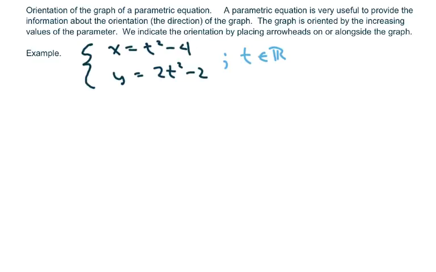Hi everyone, we're going to discuss the orientation of a graph of a parametric equation. A parametric equation is very useful to provide information about the orientation or the direction of the graph. The graph is oriented by the increasing values of the parameter. So basically, let's look at this example.